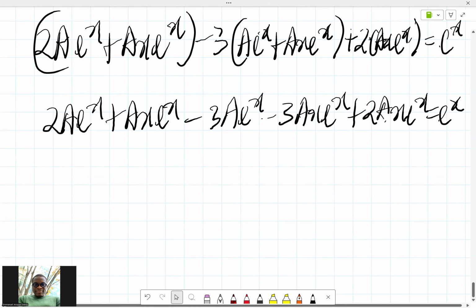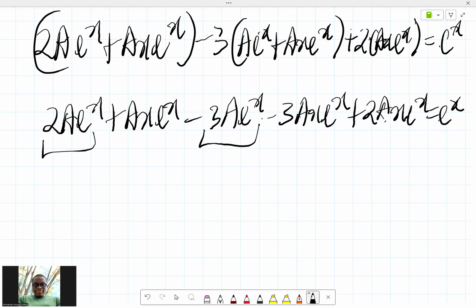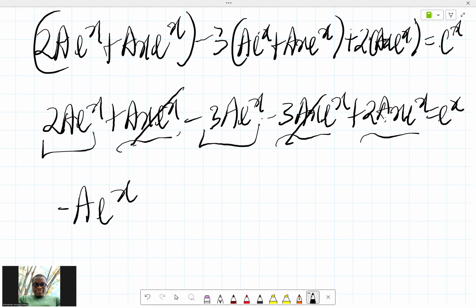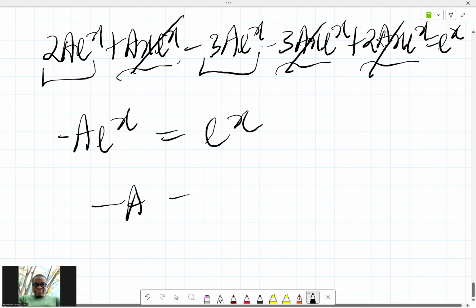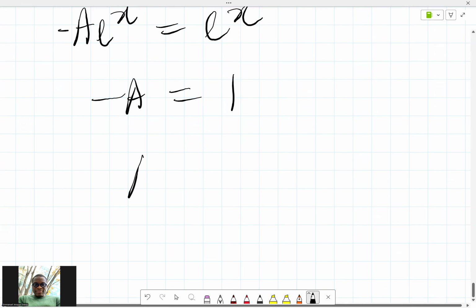Now, if you look at everything now, can we collect like terms? This is 2a e raised power x. This is 3a e raised power x, right? So that means we have minus, so that would give us minus a e raised power x. And here we have ax e raised power x minus 3a e raised power x plus 2a e raised power x. Interestingly, 2a plus a is 3a, so those will actually cancel out, thankfully, and this is equal to e raised power x. Interestingly, if you divide through by e raised power x, you have minus a equals 1. So that simply tells us that a is equal to 1.